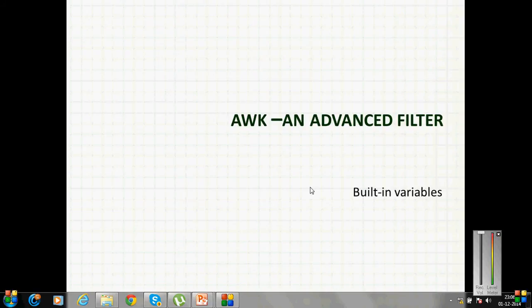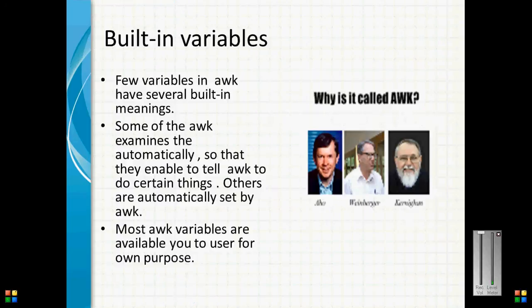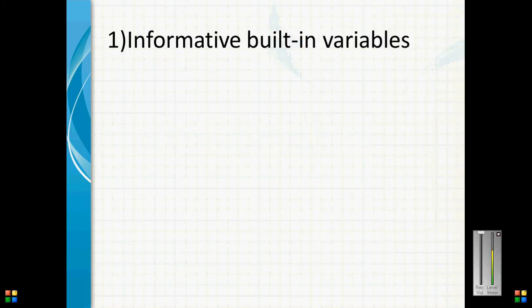An advanced filter. Built-in variables. A few variables in awk have several built-in meanings. Some of them awk examines automatically, so they enable you to tell awk to do certain things. Others are automatically set by awk. Most awk variables are available to users for your own purposes. Two types of built-in awk variables exist: informative built-in variables and configuration built-in variables.